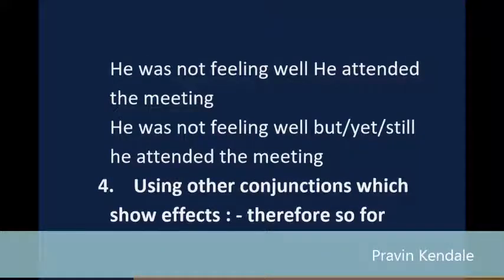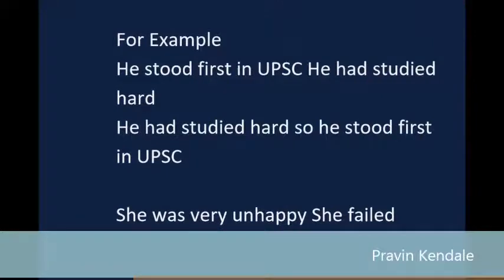4. Using other conjunctions which show effects: therefore, so, for. For example, "He stood first in UPSC, he had studied hard." becomes "He had studied hard so he stood first in UPSC." "She was very unhappy, she failed." becomes "She failed so she was very unhappy."